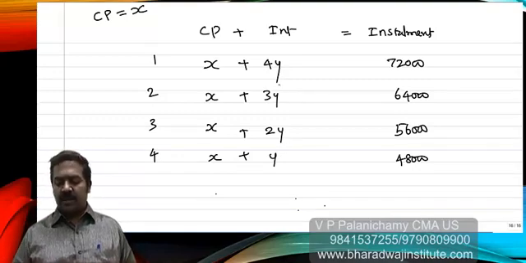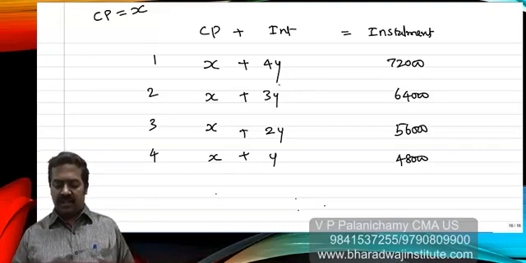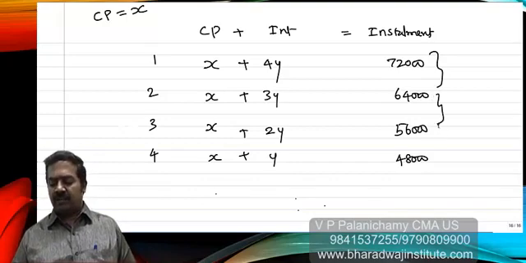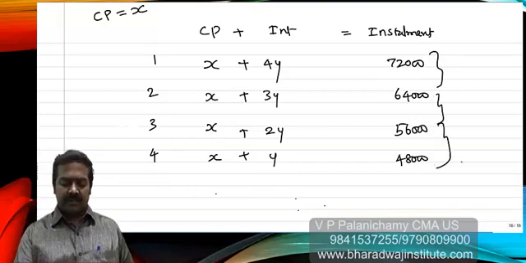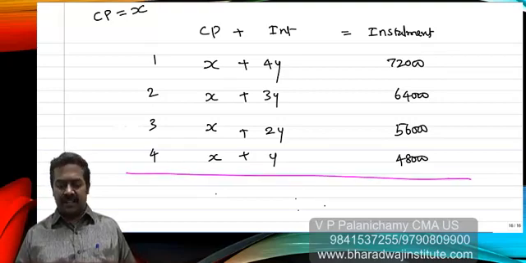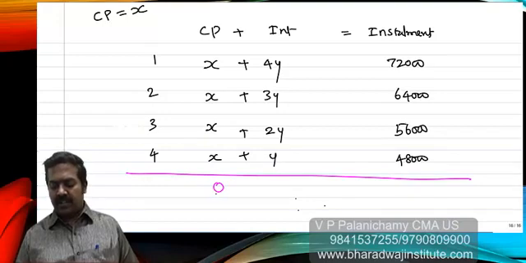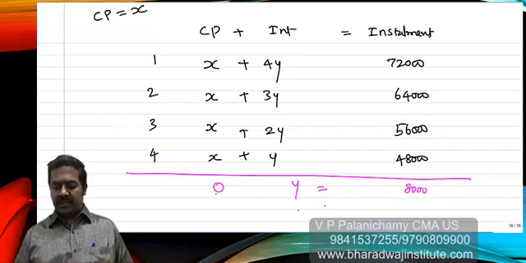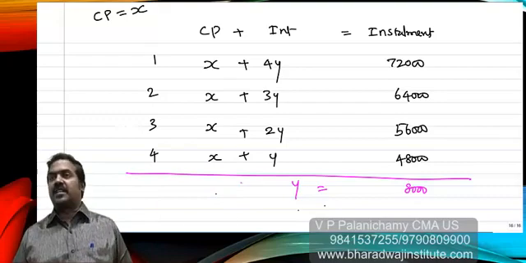You take any 2 years and solve the equation. You can take first and second, or second and third, or third and fourth. How to solve the equation? Let me take the third year and fourth year, that is easy. X minus X, 0. 2y minus y, y is equal to how much? 56 minus 48, 8,000. Or you can eliminate using the first and second also.